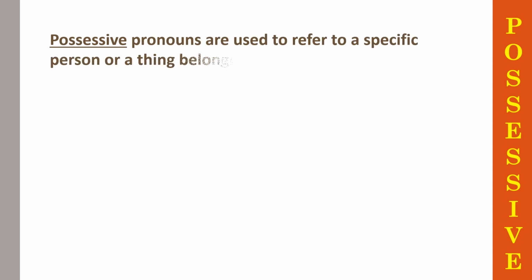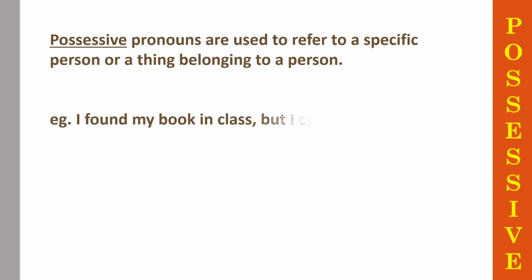Possessive pronouns are used to refer to a specific person or thing belonging to a person. For example, I found my book in class, but I could not find your book. So, my book shows possession. Your book also shows possession. So, when words are used to indicate that things belong to someone, those words are called possessive pronouns.